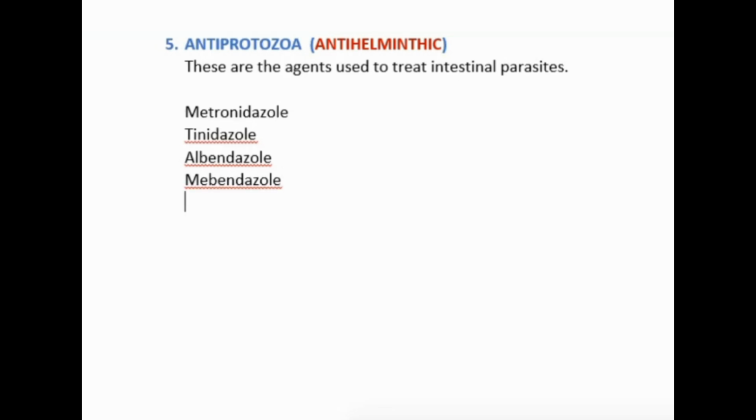Okay, the last one we have is praziquantel. Praziquantel is an anthelmintic, used to treat schistosomiasis, bilharzia, the fluke infection. So praziquantel is used to treat fluke infections which are caused by schistosomiasis or bilharzia.